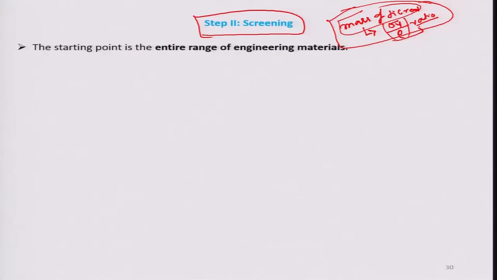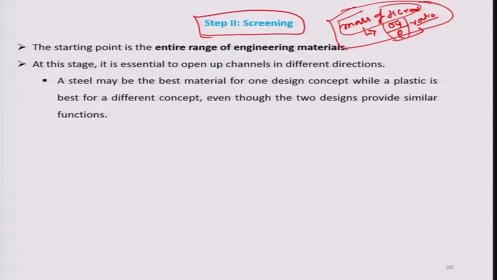Okay. Now, screening. The starting point is the entire range of engineering materials. Earlier, I showed you in the very first slide in lecture module 26, there are a variety of materials available for a fabrication process. So, we can't look at every material for fabrication of our product. Now, at this stage, what will we have to do? First, it is essential to open up channels in different directions. It means if you are going in only one direction, suppose for lightness you need a lighter material and only keep in mind a material which is very light in weight, so that is not a good idea.